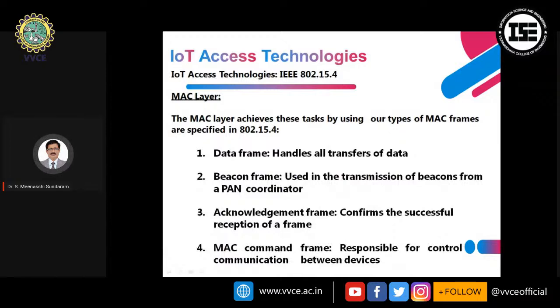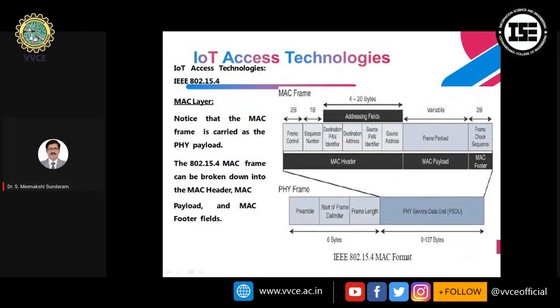And the MAC layer achieves these tasks using the MAC frames which are specified in 802.15.4. The data frame handles all transfers of data. Similarly, the beacon frame is used in the transmission of beacons from the PAN coordinator. The acknowledgement frame confirms the successful reception of a frame. The MAC command frame is responsible for control communication between the devices.